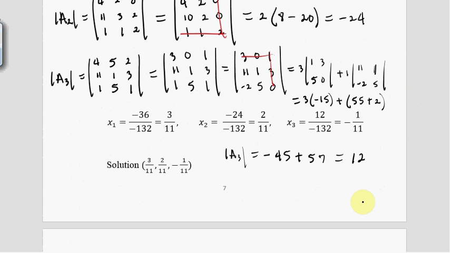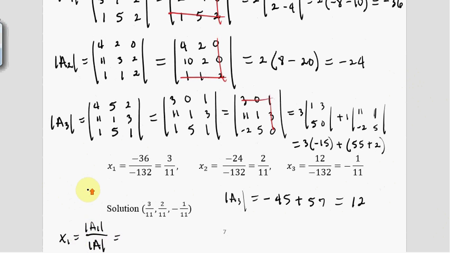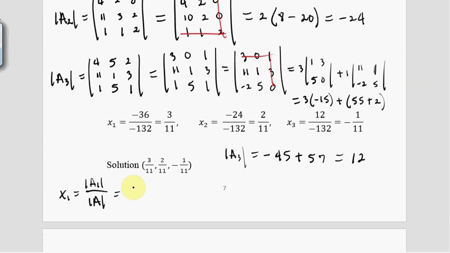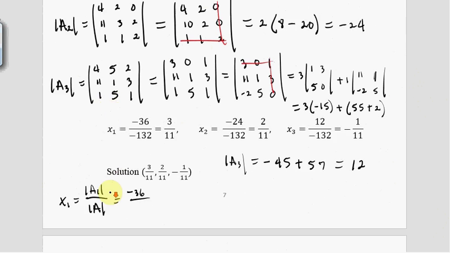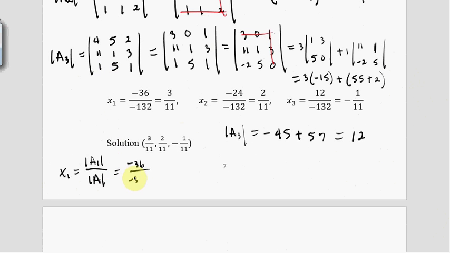So now we've got the setup there for you. x sub 1 is the determinant for a sub 1 divided by the determinant for a. The determinant for a sub 1, we found to be negative 36. The determinant for the matrix itself, we found to be negative 132. So that gives you 3 over 11.